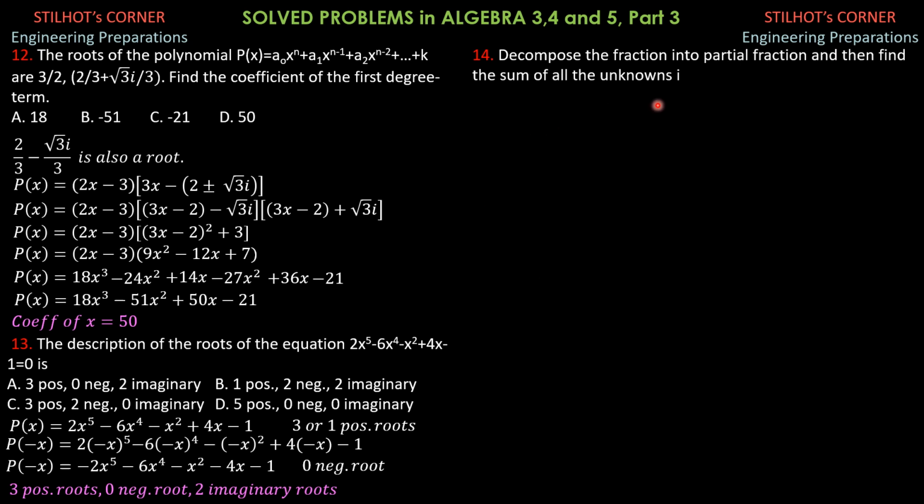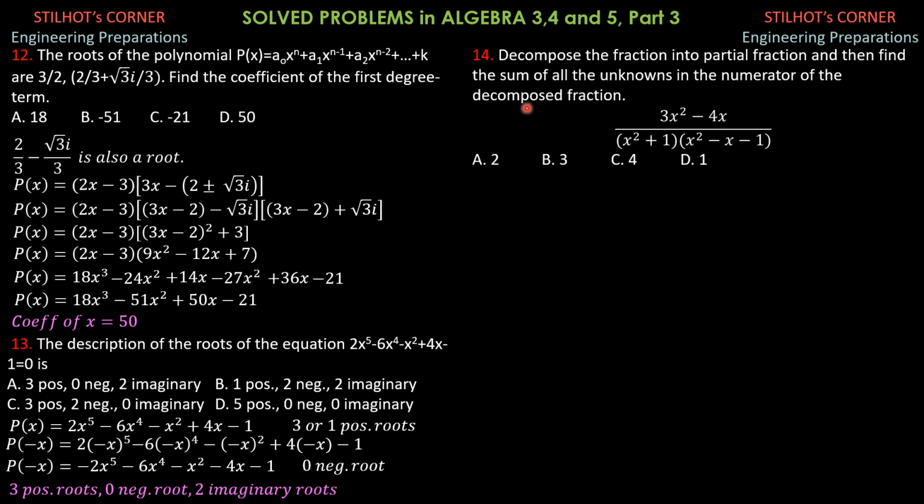Decompose the fraction into partial fractions, and then find the sum of the unknowns in the numerator of the decomposed fractions. So we have quadratic factors. So (3x squared minus 4x) over (x squared plus 1) times (x squared minus x minus 1) equals (ax plus b) over (x squared plus 1), then plus (cx plus d) over (x squared minus x minus 1).